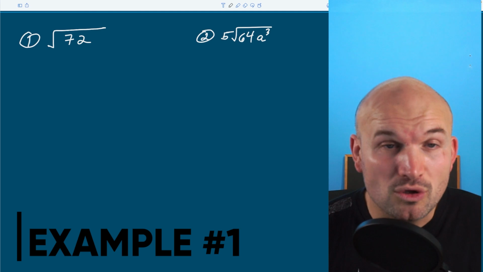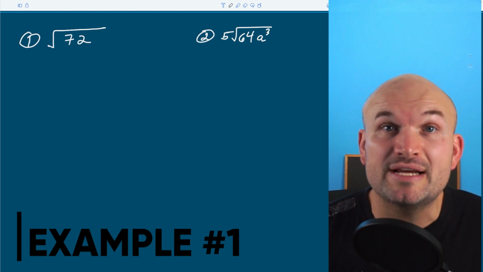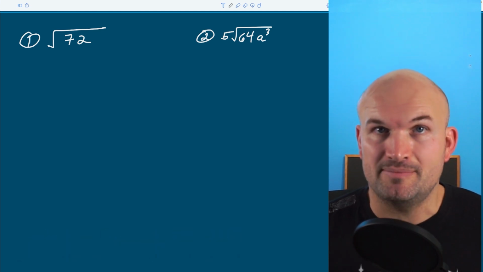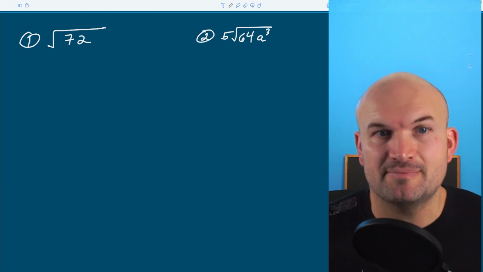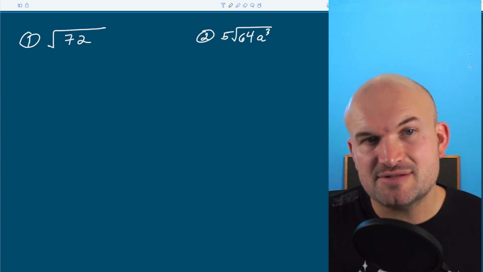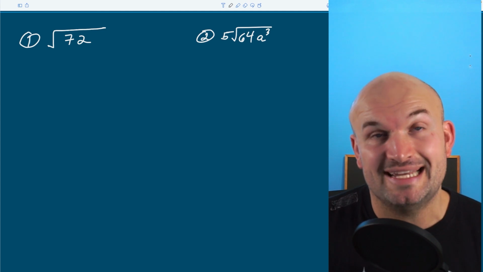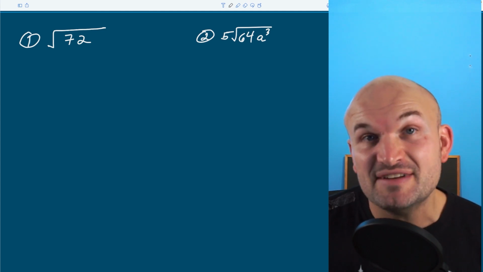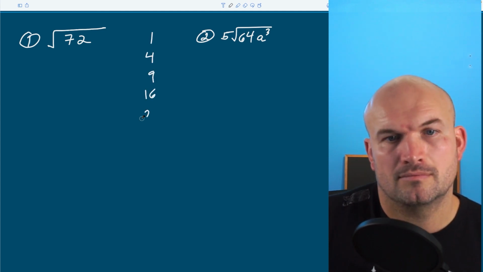All right, so remember the whole goal of simplifying a squared expression is rewriting our terms as something squared, because we can always take the square root of something being raised to the second power. So in this case, what I want to do is find the largest squared number that evenly divides into 72, because 72 is not a square number.